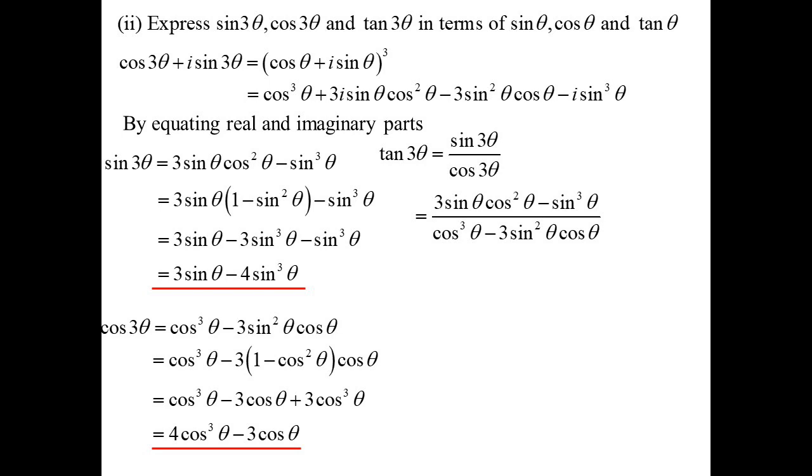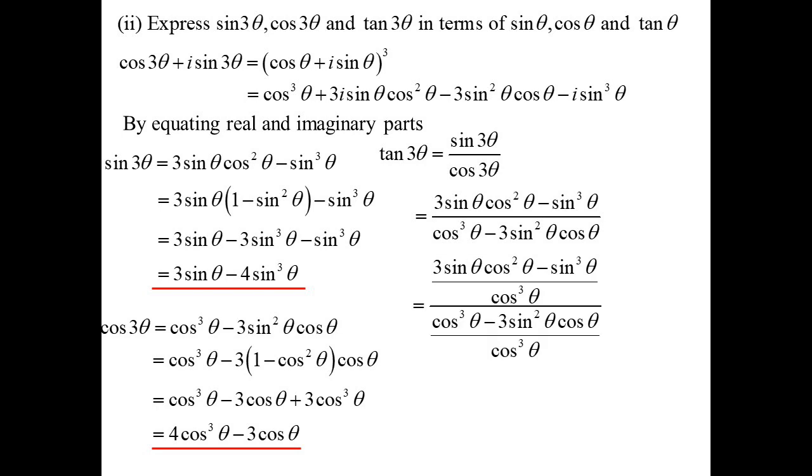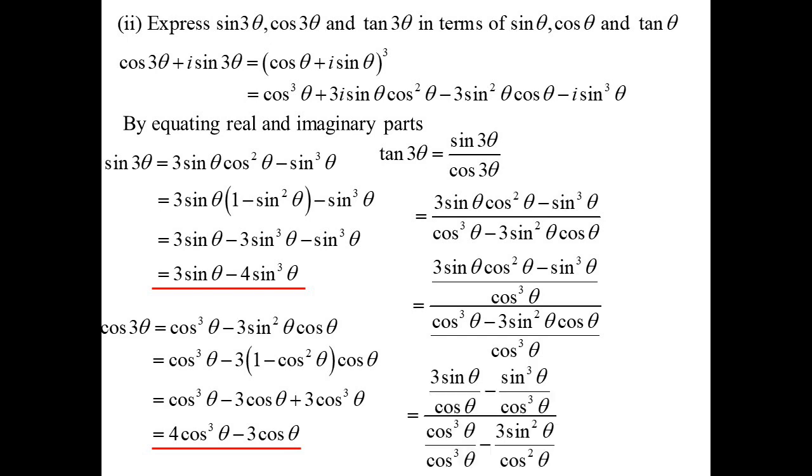Because if I want to end up in terms of tan, all I now have to do is just divide everything by whatever the highest power of cos is. In this case, it's cos cubed. So if I divide everything by cos cubed, look what happens on the top of the fraction. That first one will become 3 sin on cos. Well, that's tan. The second one will become sin cubed on cos cubed, tan cubed. On the bottom, we've got cos cubed on cos cubed, 1. And then 3 sin squared cos on cos cubed becomes 3 sin on cos. Again, we've got tan. And there's our expression, 3 tan theta minus tan cubed theta over 1 minus 3 tan squared theta.